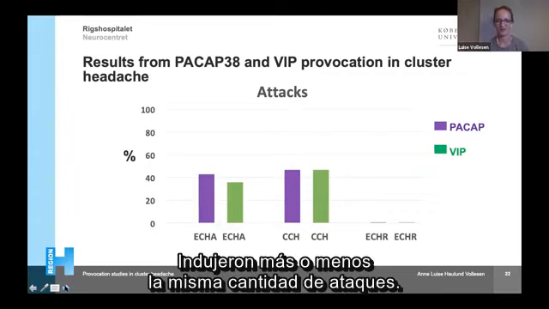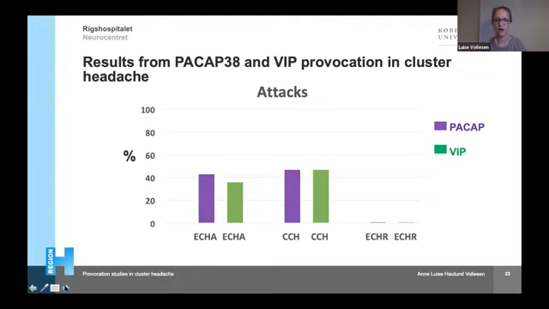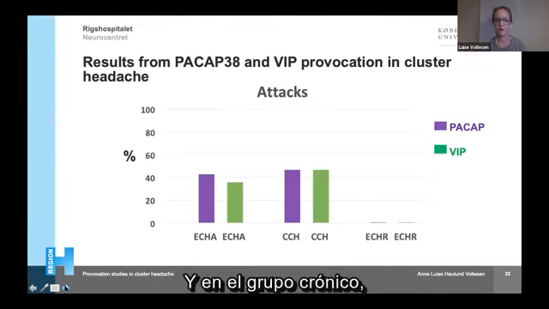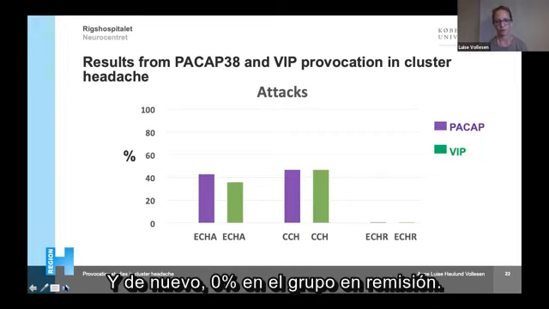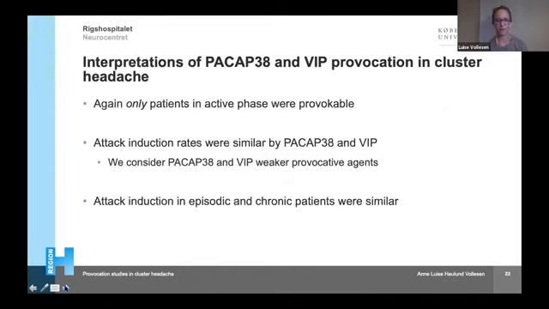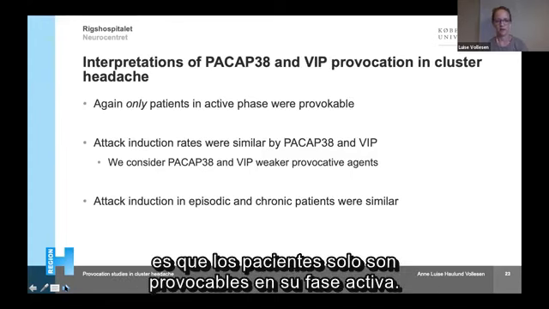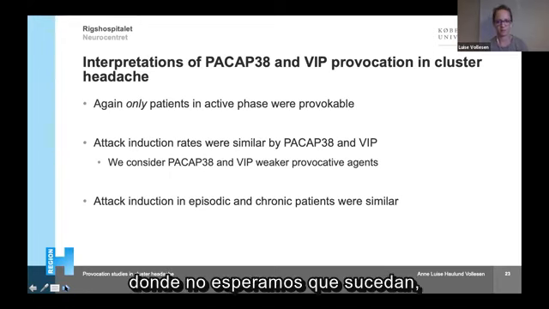They induced roughly the same amount of attacks. So in the episodic cluster headache active phase group, 43% on PACAP versus 36% on VIP, and in the chronic group, 47% for both peptides, and again 0% in the remission group. So what we take away from this is, again, the patients are only provocable in their active phase. We don't see attacks happening where we would not expect them to, in the remission phase patients.